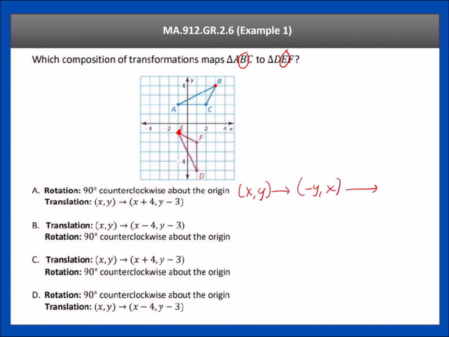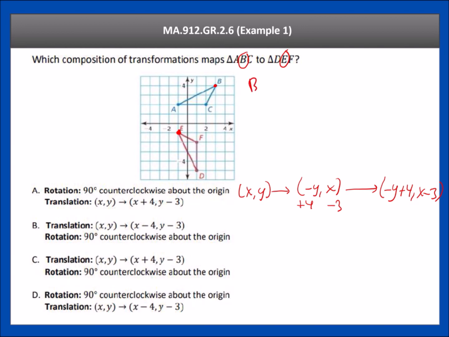And then if I follow that up with this translation, right, x plus 4, y minus 3, well, now I'm going to basically add 4 to this coordinate and subtract 3 from this coordinate. In that case, it's going to be negative y plus 4 and then x minus 3. Because remember, the x is now the y in this example. All right. So basically it just means switch the coordinates, put a negative in front of the first one, add 4, take away 3.